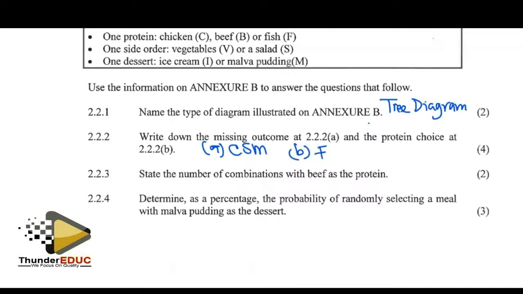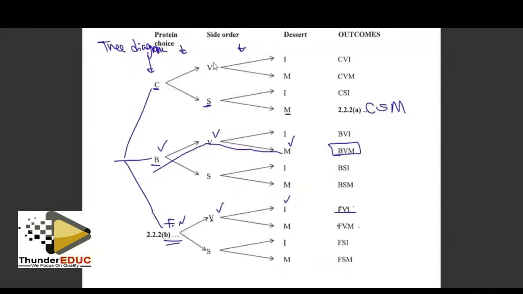Say the number of combinations with beef as proteins. These ones are 4. There are 4 combinations. Let's go back to the next one. You see beef, which is B. It has split here, and look at where do you see B only? So you have 1, 2, 3, 4. So these are the 4. These are the 4 combinations that we have.